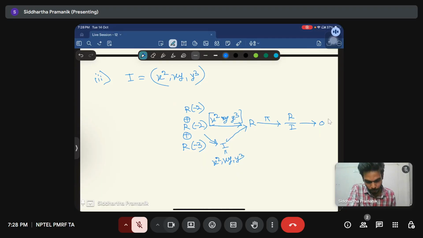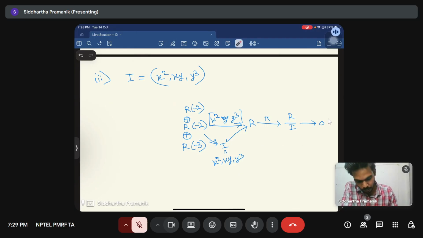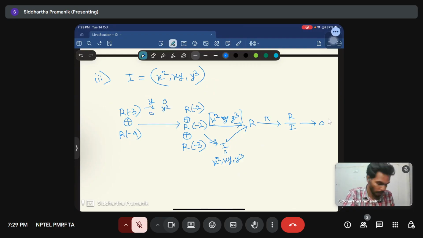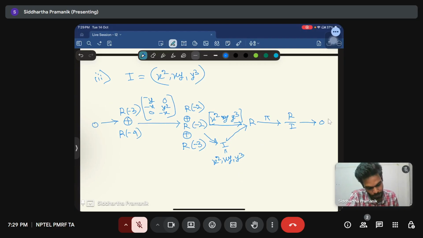If you go back to the previous lecture, then I can directly write the free resolution from there. So you can go back to the previous lecture and check that it is just R minus 3, direct sum R minus 4, and the map is y, minus x, 0, 0, y square, and minus x. Or you can use Macaulay 2 also to compute this. And this is injective. So this is the 0th position. This is the first one. This is the second one.